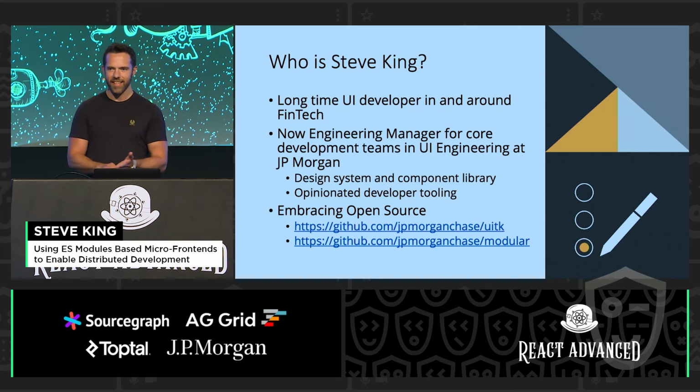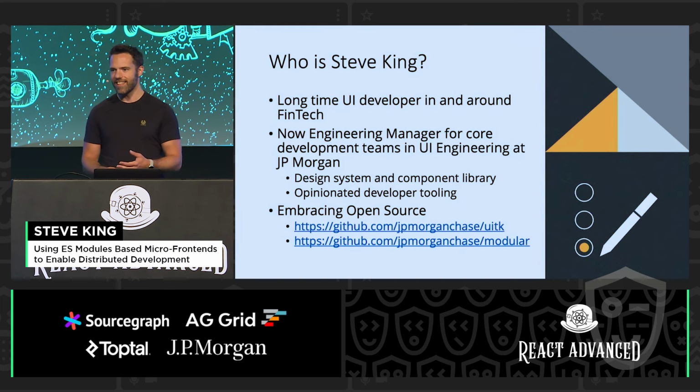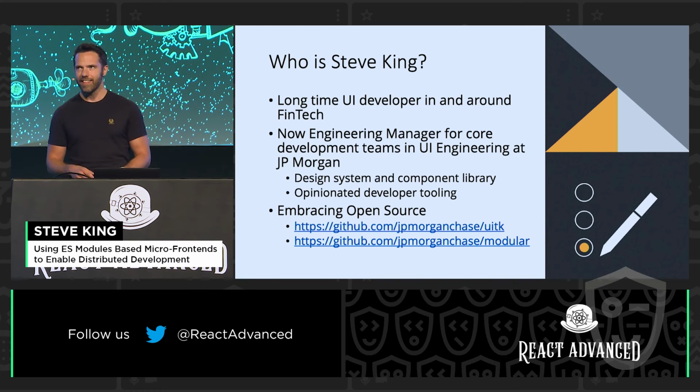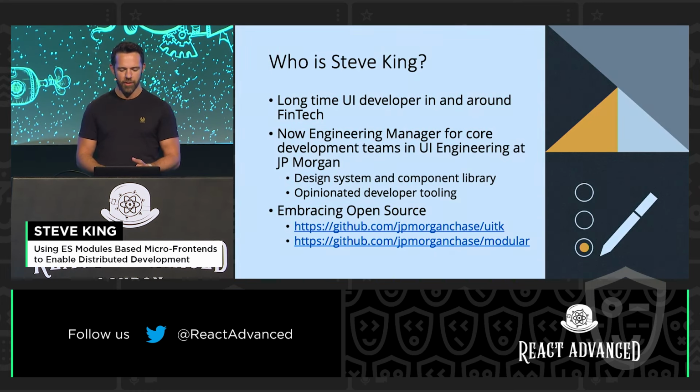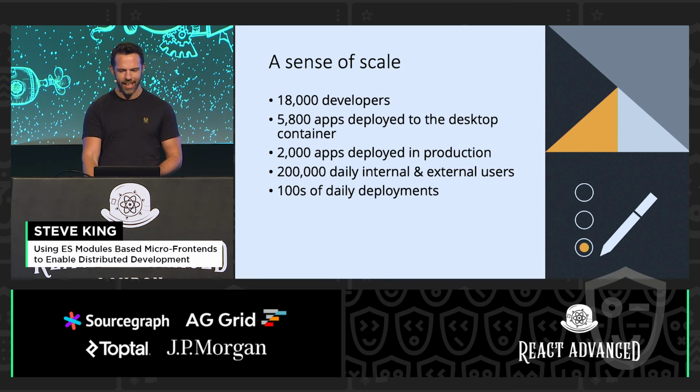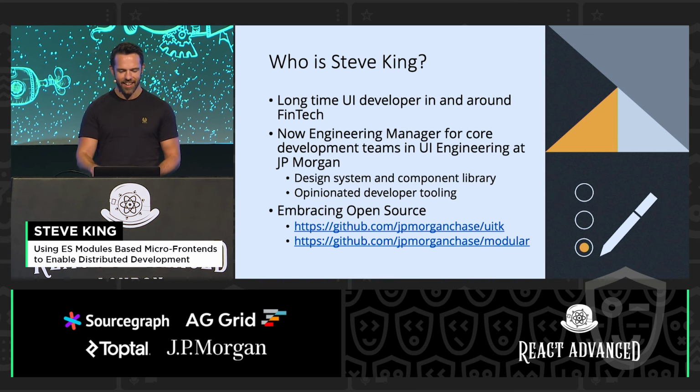We have two things that I'm going to talk about today. One is the UITK, which is a React component library that we use to standardize the way that our applications look and feel. And Modular, which is an opinionated monorepo management tool. And they're actually both on our public GitHub if you want to check them out. And we appreciate pull requests.